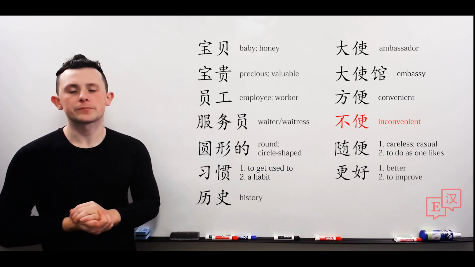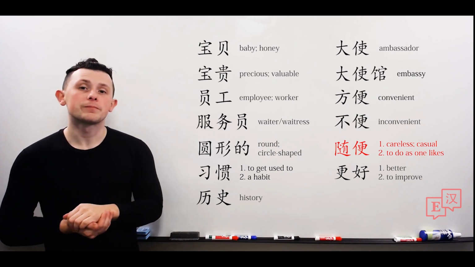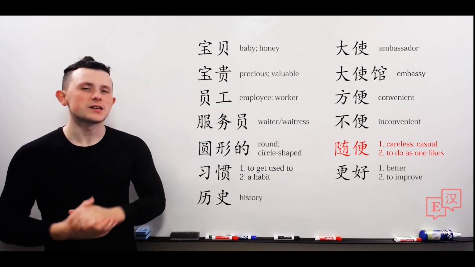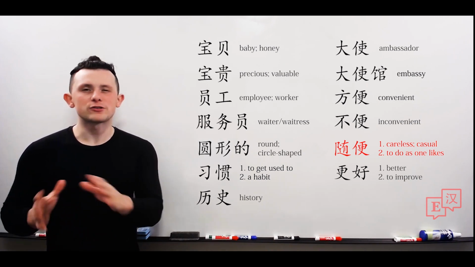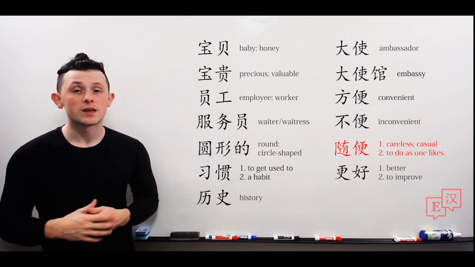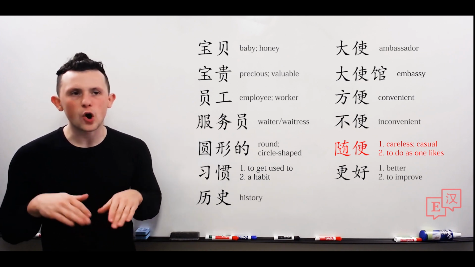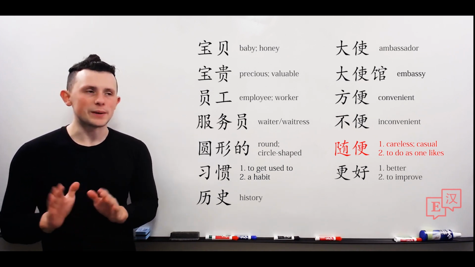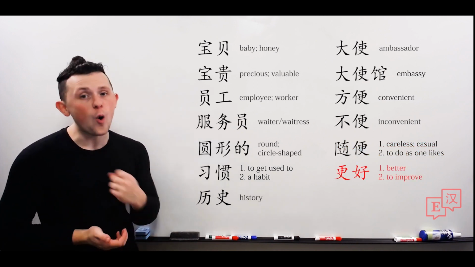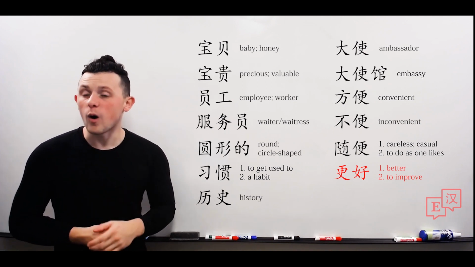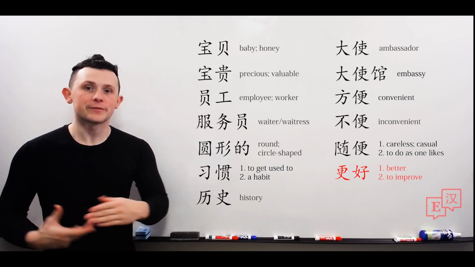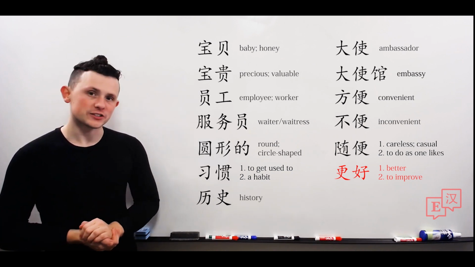不便，随便, following convenience. This means kind of like as you please. It's a way of expressing to someone that you don't have a strong opinion about something and you're fine with anything. 随便的人, a kind of passive person or a go with the flow type person. And just 随便, like whatever you feel. And lastly, 更好, even more good or better. We'll talk more about 更 in our grammar section.